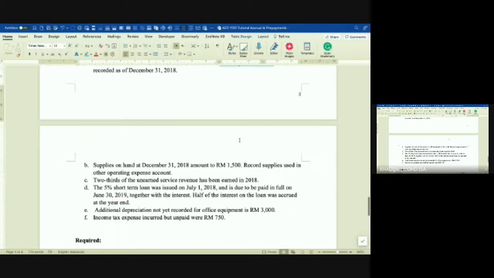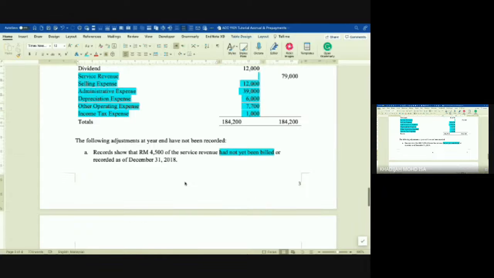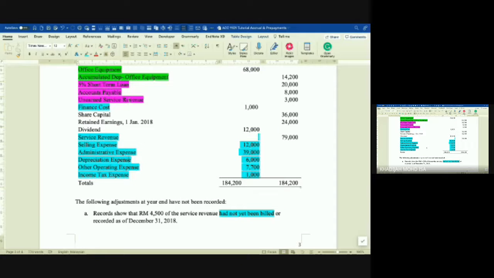The third one is that 2/3 of the unearned service revenue has been earned in 2018. So what is unearned service revenue? 2/3 of that. So you have unearned service revenue 3,000. So what is 2/3 of that? 2/3 of 3,000 is?